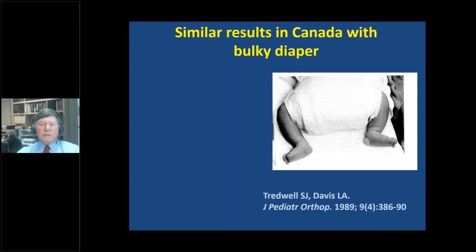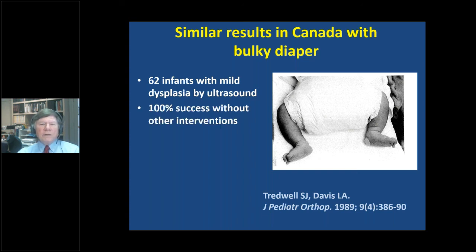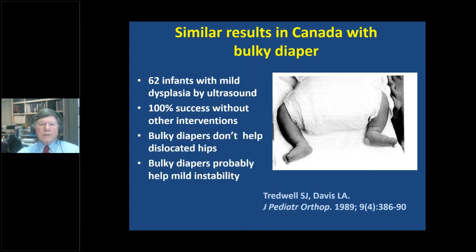In fact, similar results have been found in Canada with the bulky diaper. Treadwell's group in Vancouver found 62 infants with mild dysplasia by ultrasound. So these are babies with mild dysplasia who might have been followed and treated in a certain percentage with a pelvic harness. But they found 100% success without other interventions just by using a bulky diaper. So bulky diapers don't help dislocated hips, but they may help mild instability.